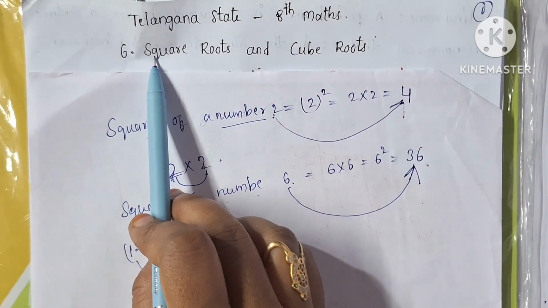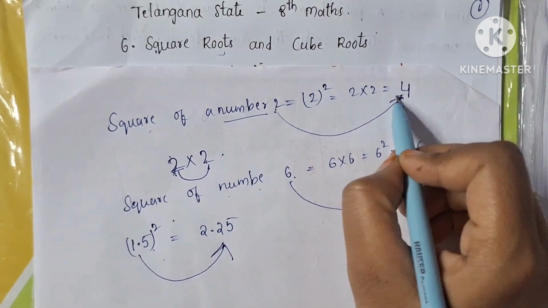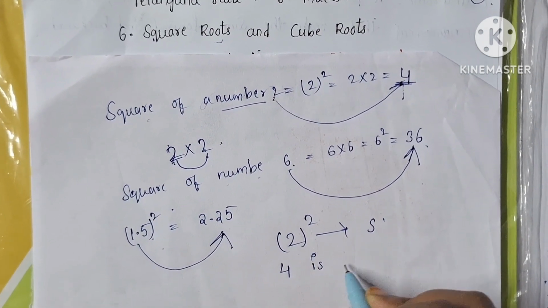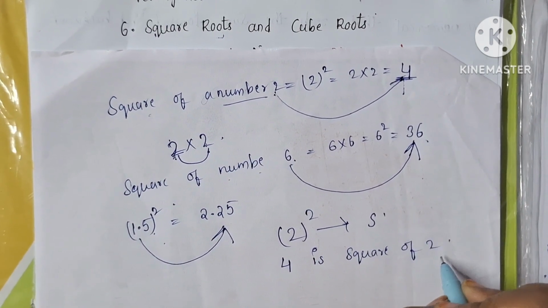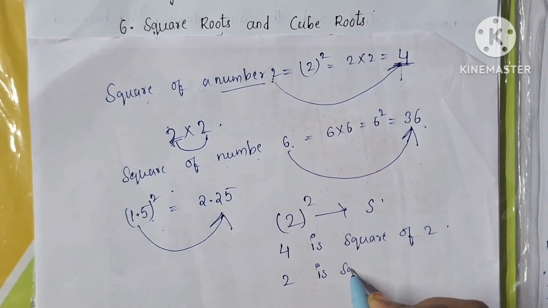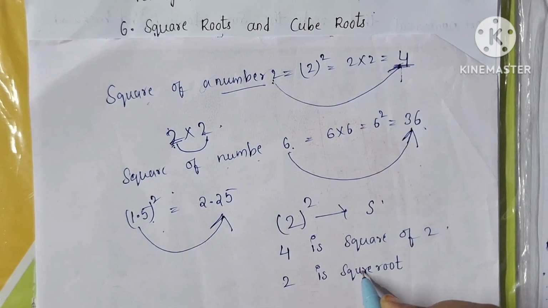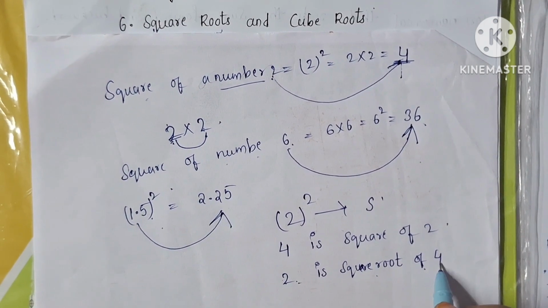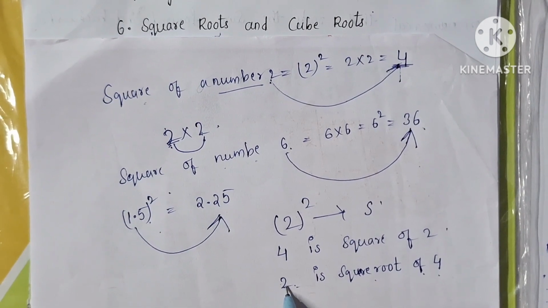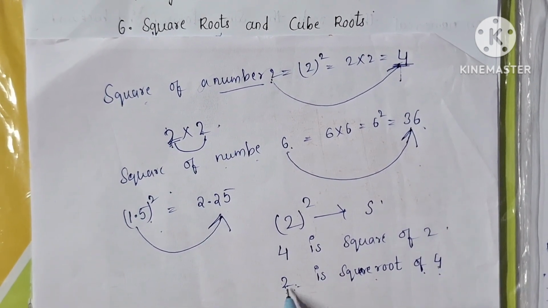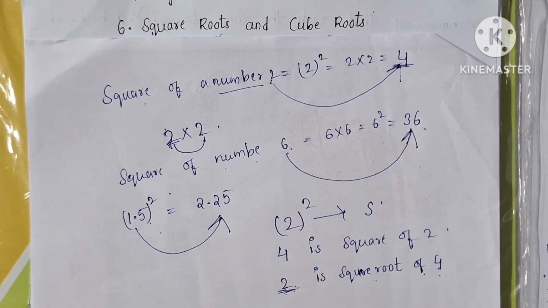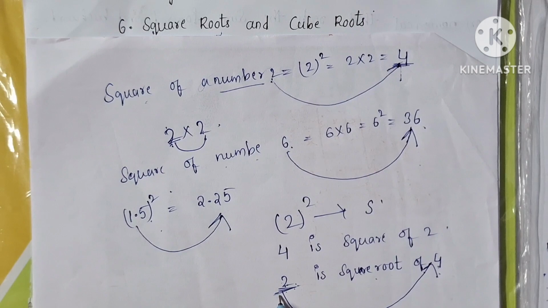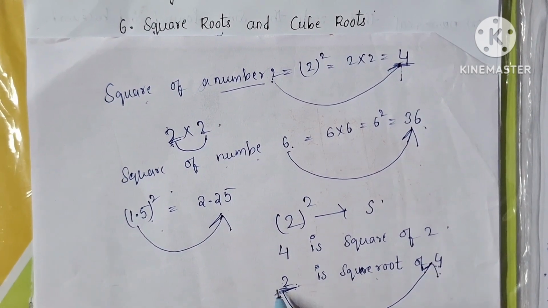But what is our chapter? Square root. Square root means, see here, 4 is the square of 2. Now, 2 is the square root of 4. 2 is the square root of 4 means on multiplying 2 with 2 we get 4. The number which we multiply with itself is called the square root. The number in the product is called the square. The number which we multiply to itself to get a square is called the square root.